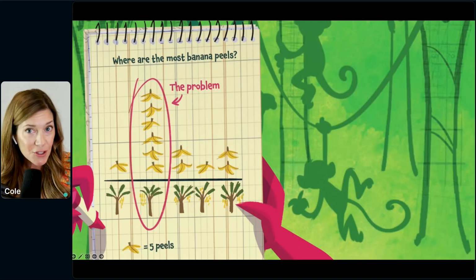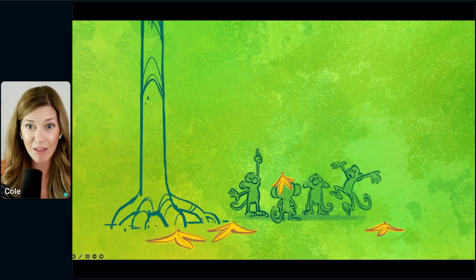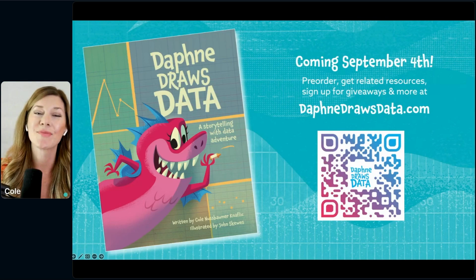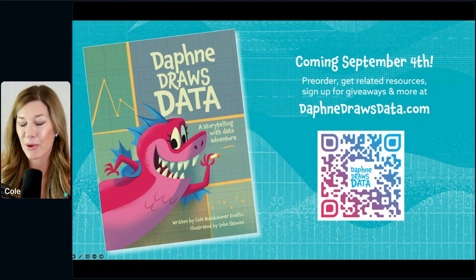Daphne's graph showed us the problem tree, but what did Daphne and the monkeys find there? For the answer to that, you'll need to read Daphne Draws Data. It comes out this September on September 4th.